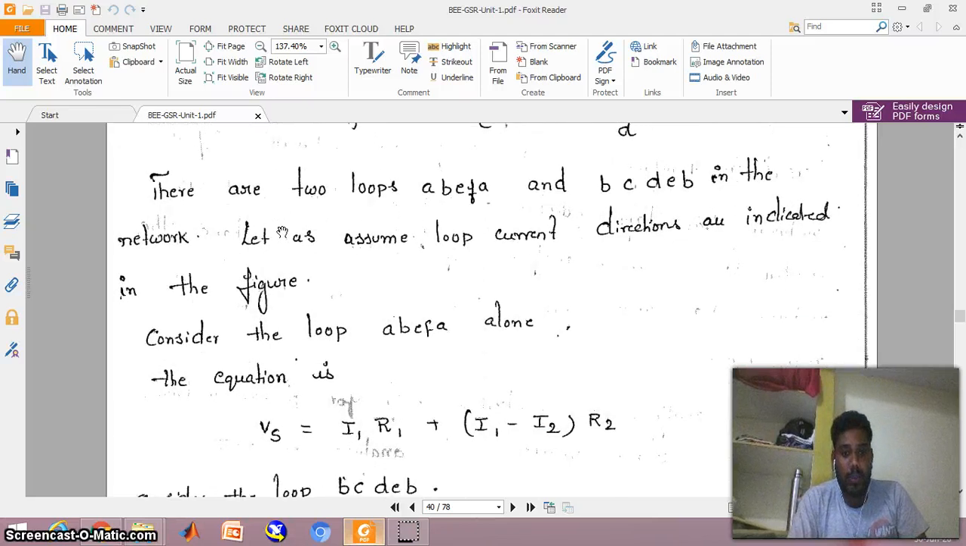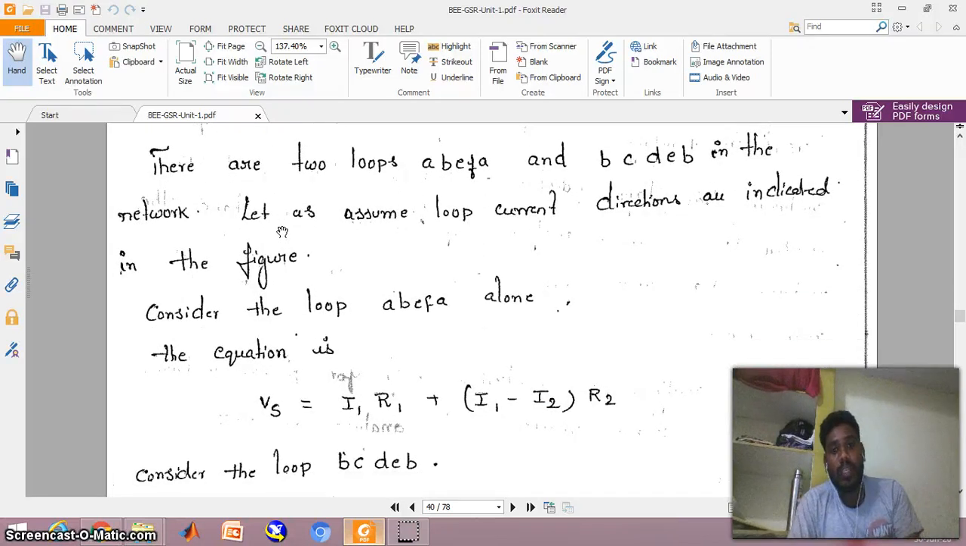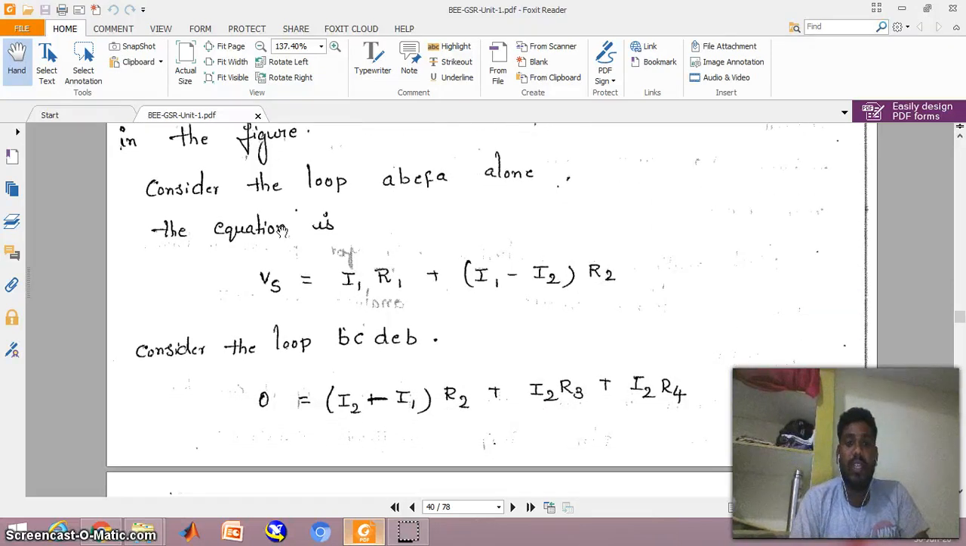Now in loop 1, the sum of source voltages is equal to the sum of drop voltages. So Vs is equal to the voltage drop across R1, I1 into R1, plus the voltage drop across R2, (I1 minus I2) into R2. So that is the first equation, in loop 1.